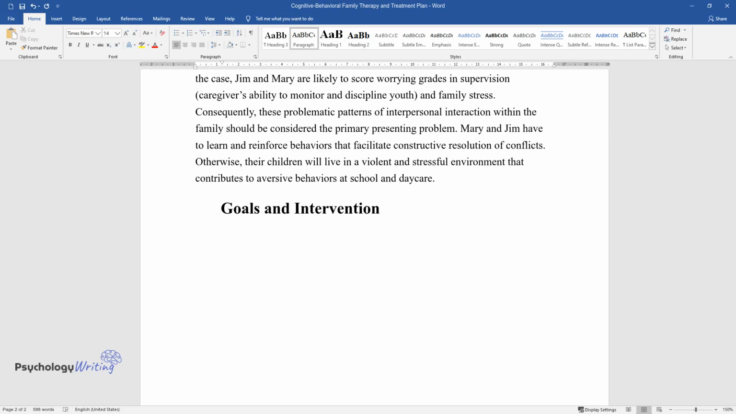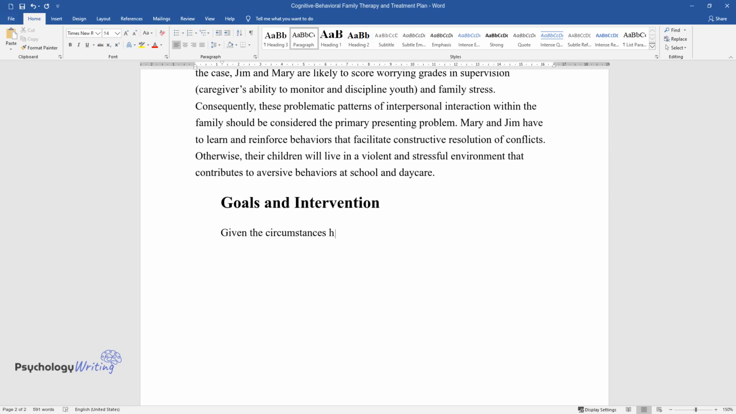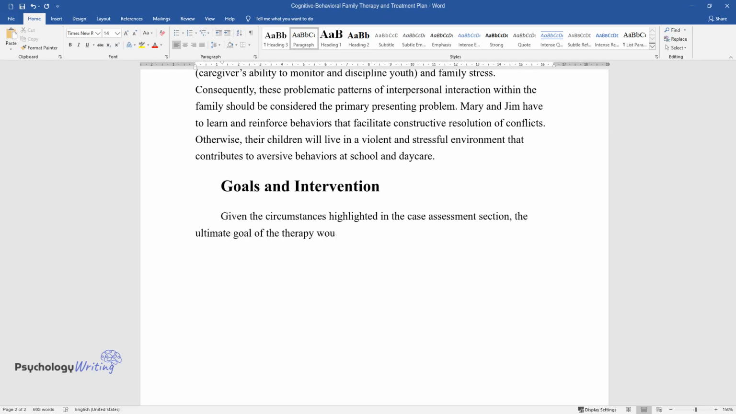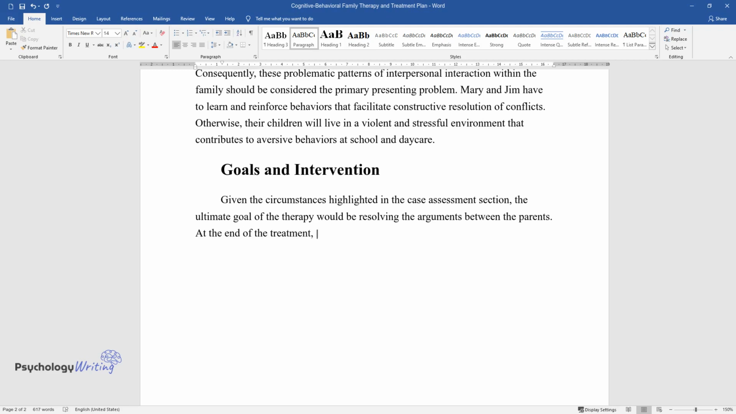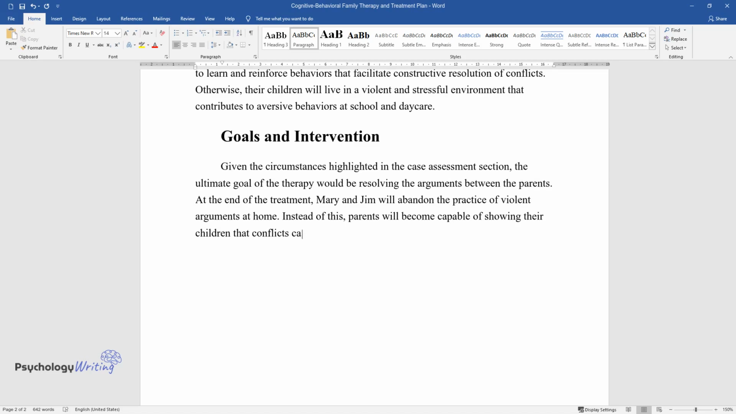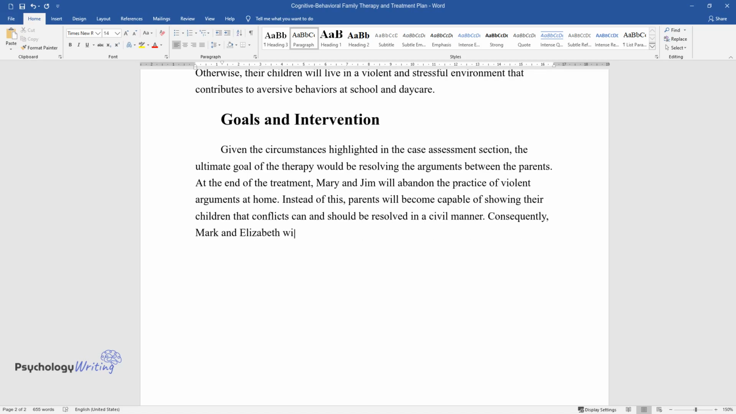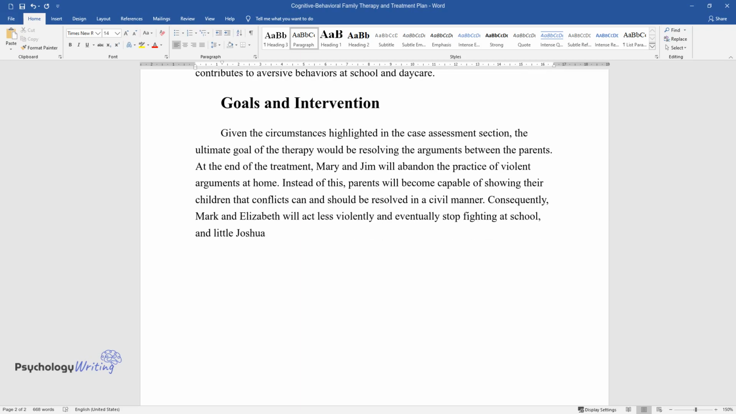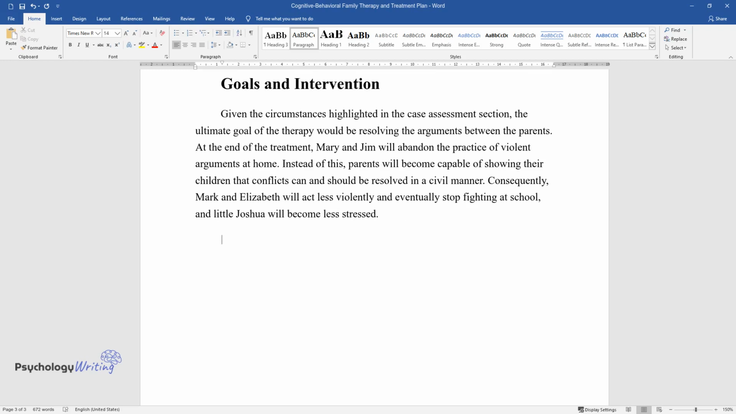Goals and intervention. Given the circumstances highlighted in the case assessment section, the ultimate goal of the therapy would be resolving the arguments between the parents. At the end of the treatment, Mary and Jim will abandon the practice of violent arguments at home. Instead of this, parents will become capable of showing their children that conflicts can and should be resolved in a civil manner. Consequently, Mark and Elizabeth will act less violently and eventually stop fighting at school, and little Joshua will become less stressed.